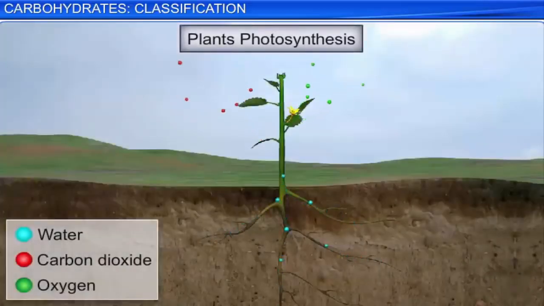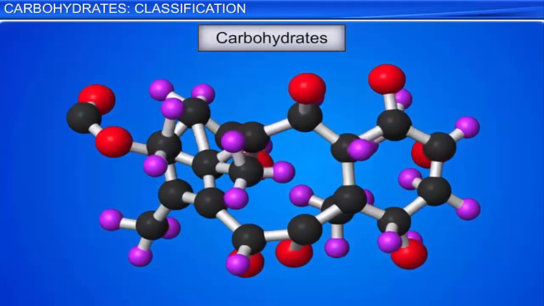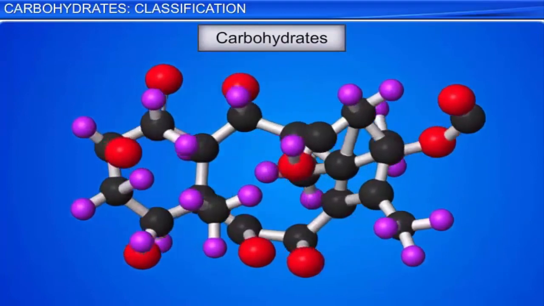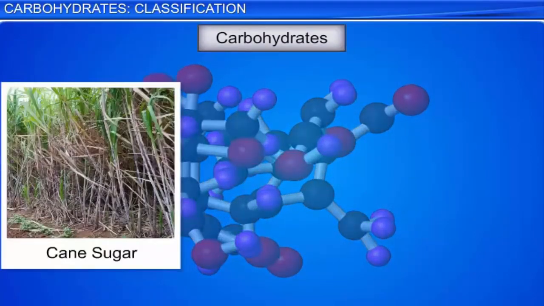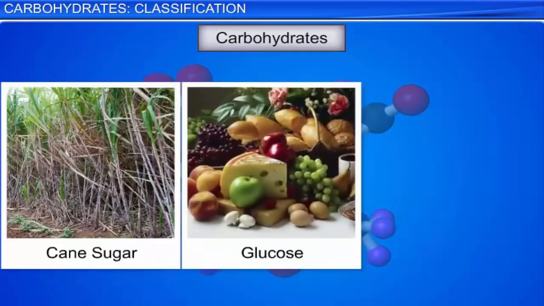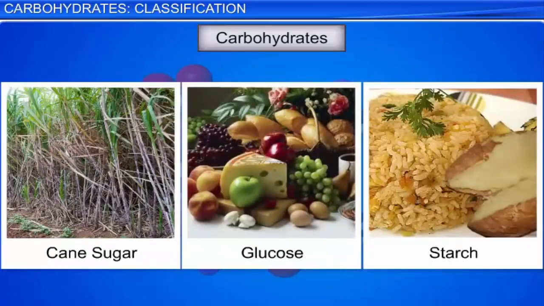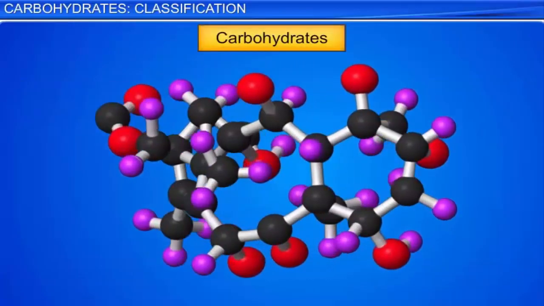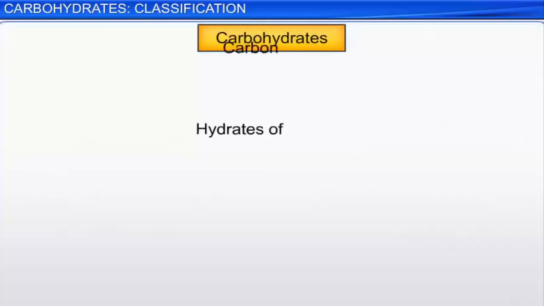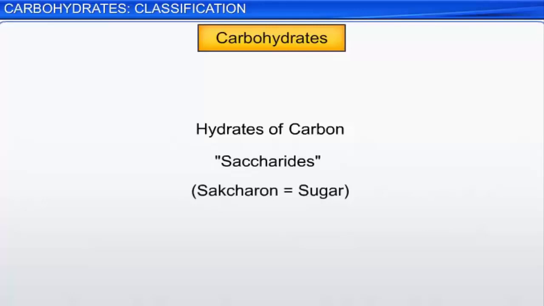In nature, they are primarily produced by plants during photosynthesis. Some common examples of carbohydrates are cane sugar, glucose, and starch. Carbohydrates got their name because historically they were considered to be hydrates of carbon. Carbohydrates are also called saccharides, from the Greek word saccharon for sugar.